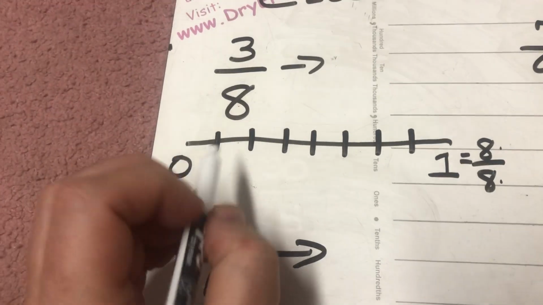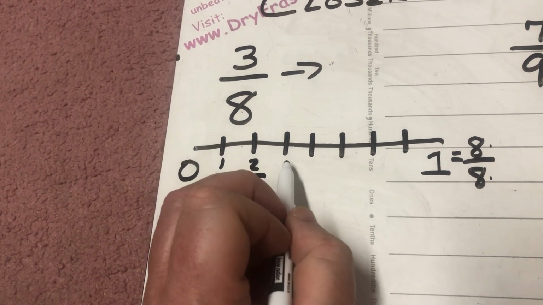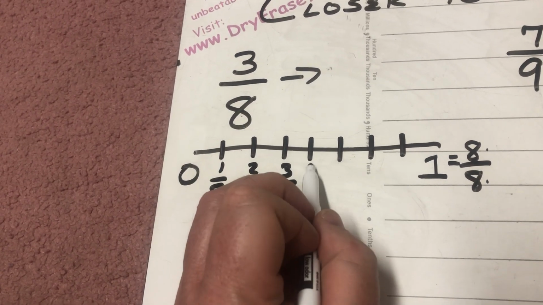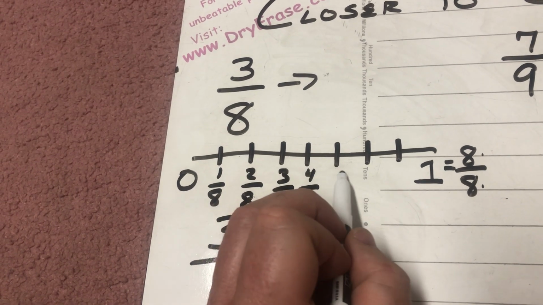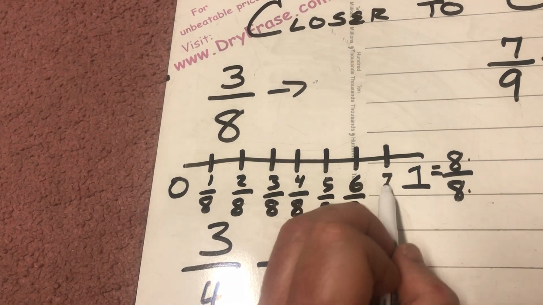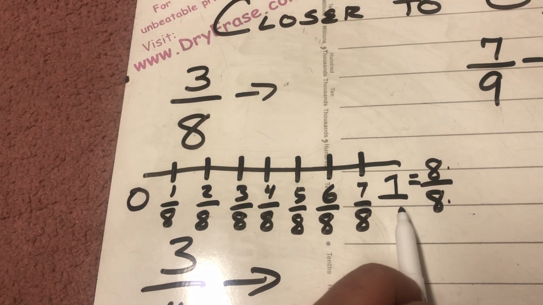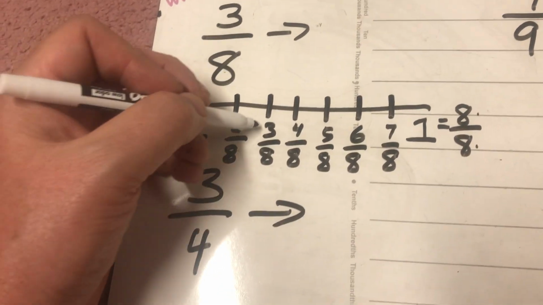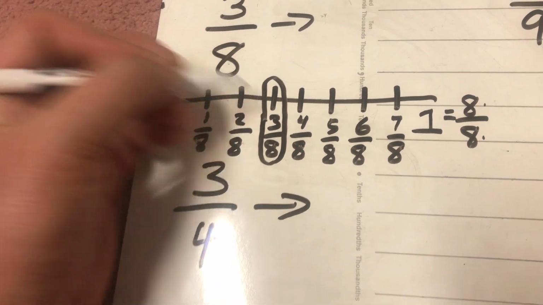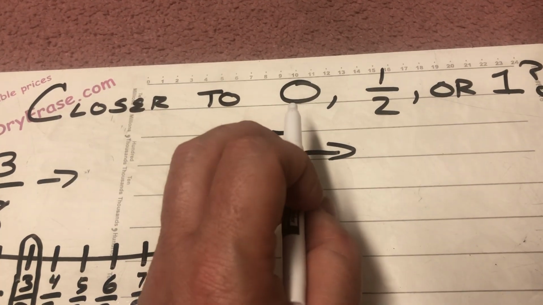So I can fill in the rest of my number line here. 1/8, 2/8, 3/8, 4/8, 5/8, 6/8, 7/8. So here's 0, here's 1. The fraction in question is 3/8, so I'm going to circle that one right there. And then the next thing I need to figure out, because remember what I'm trying to do, I'm determining whether it's closer to 0, a half, or 1.